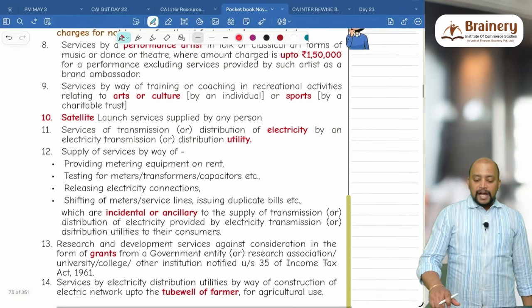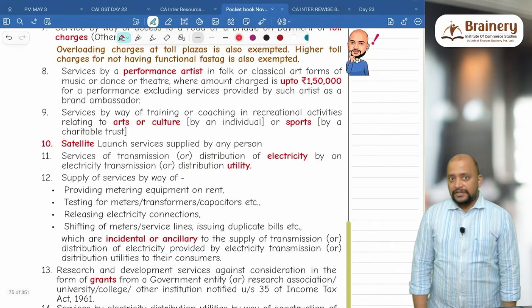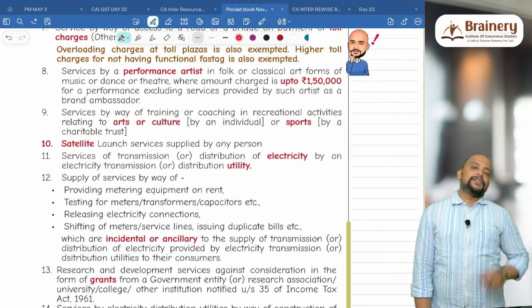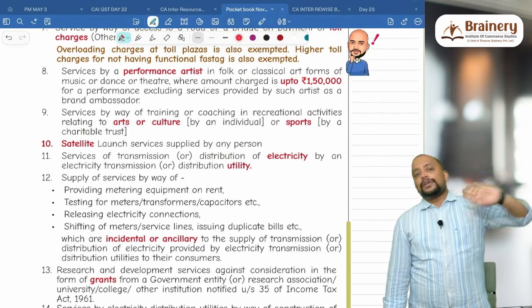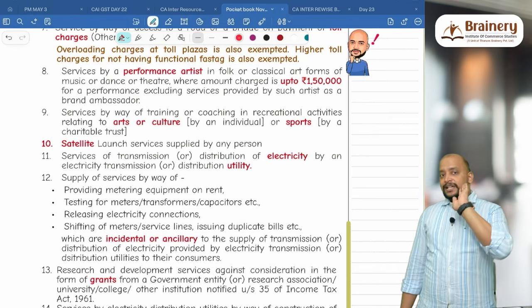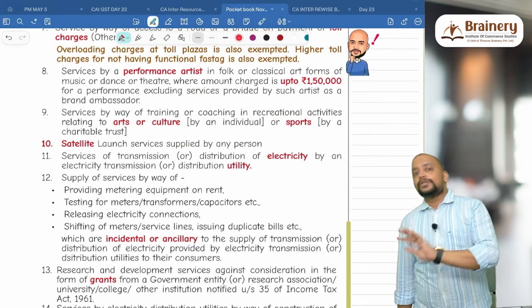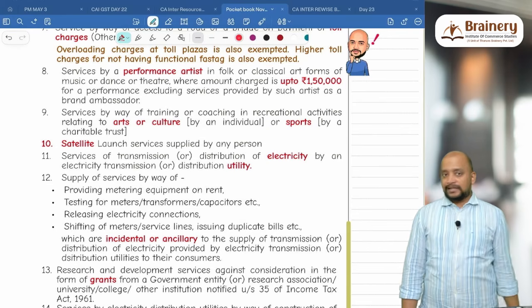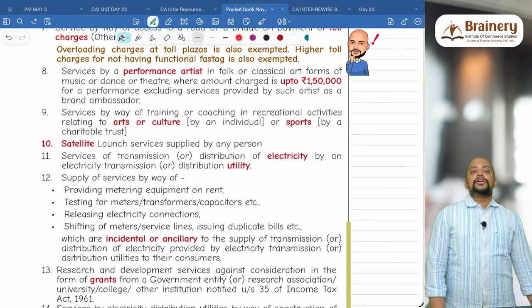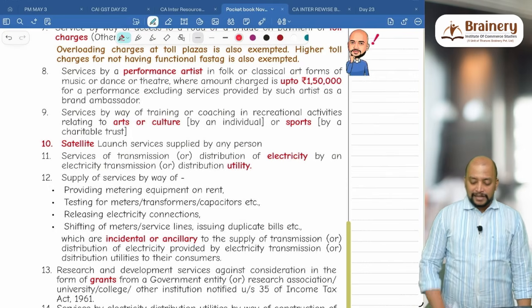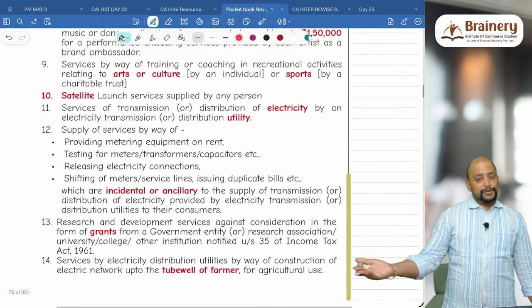Then we have training or coaching in recreational activities. Training or coaching in recreational activities, if it is arts by an individual, then only it will be exempted. And if it is even culture, only by an individual it is exempted. If it is sports, only by a charitable trust it is exempted. Then next, satellite launch services to any person is exempted, and by any person to any person.